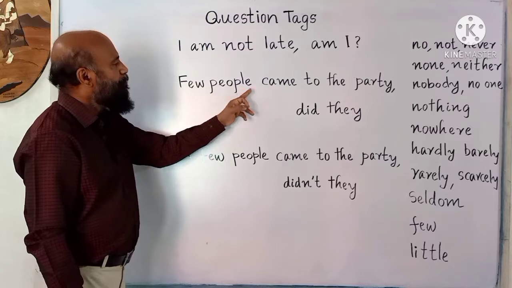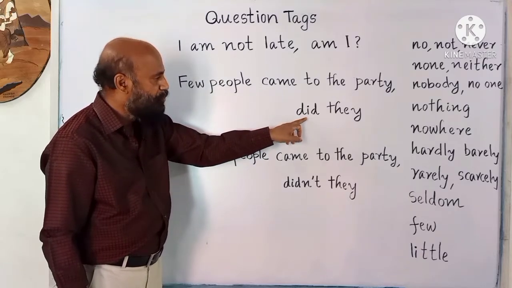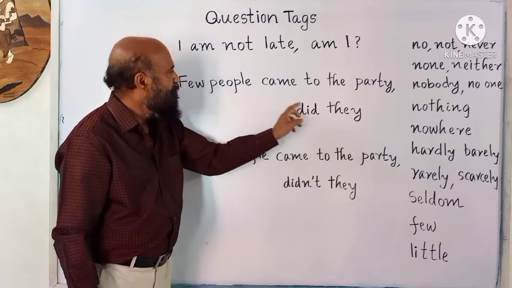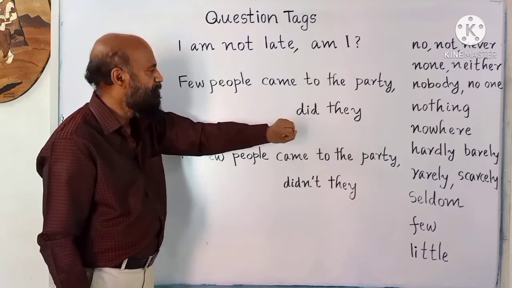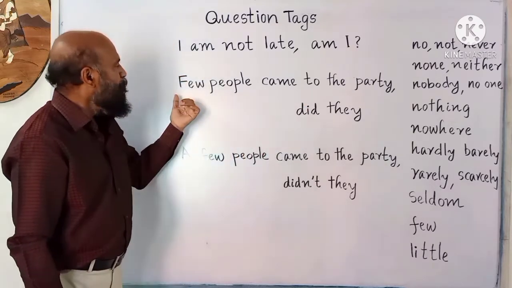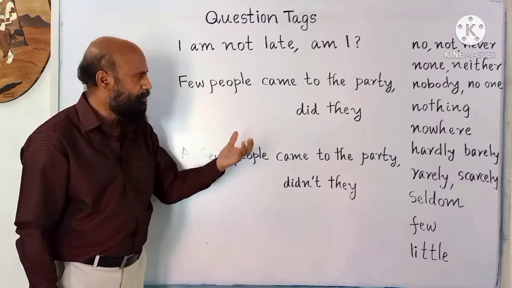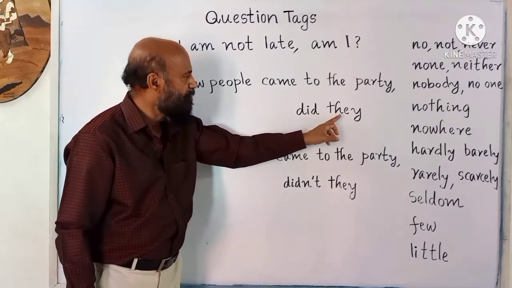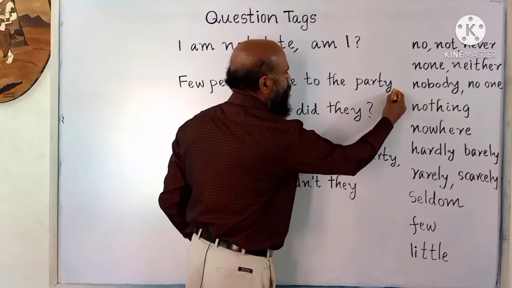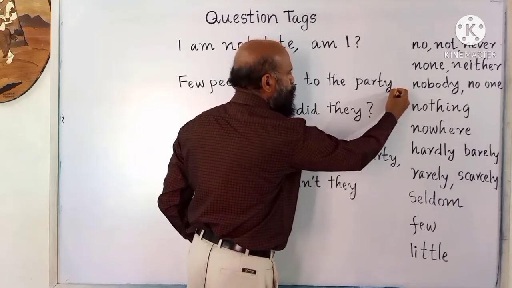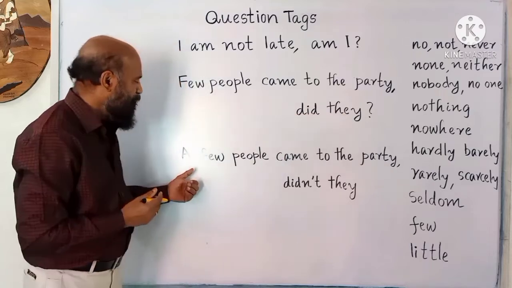Now, few people came to the party. Say, negative sentence, so the question tag is positive. Did they? Here came is past tense, so be careful to use past tense here. Did, then the pronoun is they. Few people came to the party, so the question tag is did they? Then it's a question, so you have to put the question mark. Here, a comma, because your sentence is not complete, so you should not put a full stop here. Few people came to the party, did they?